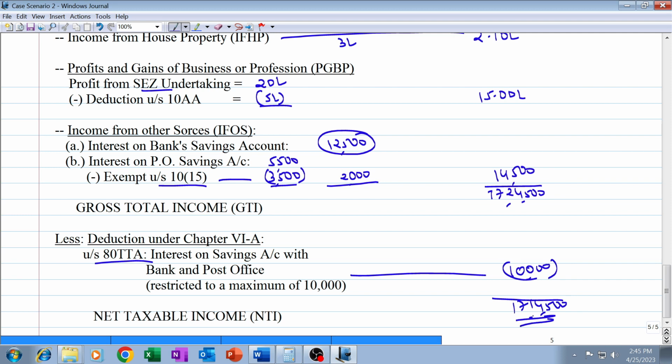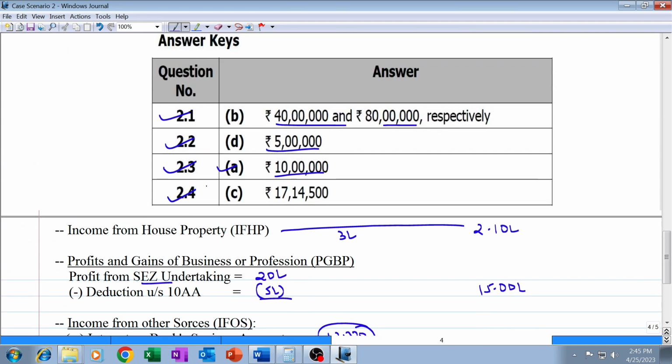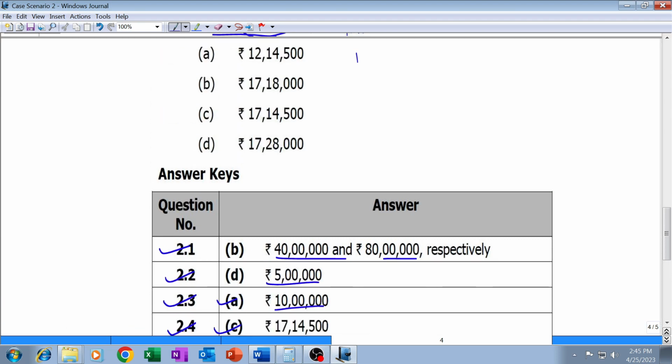Let's just check whether this is the correct answer or not. Yes, the institute's answer is 2.4 C, 17,14,500. With that, this case scenario comes to an end. See you in the next video with the next MCQ.